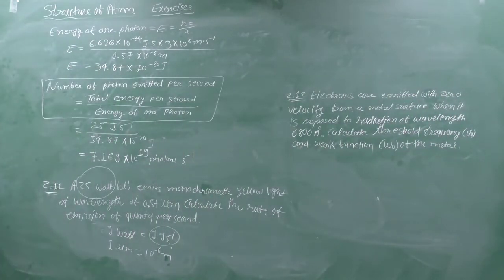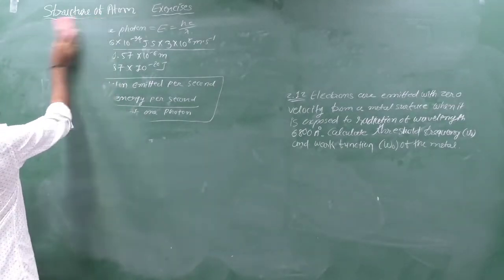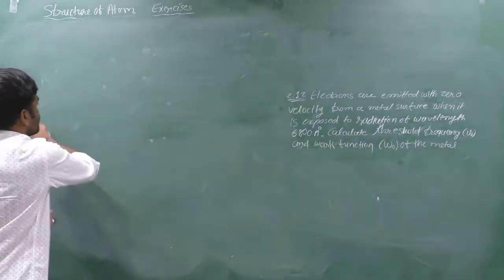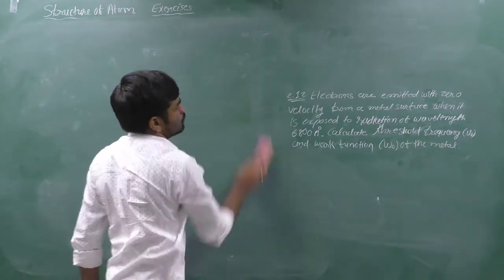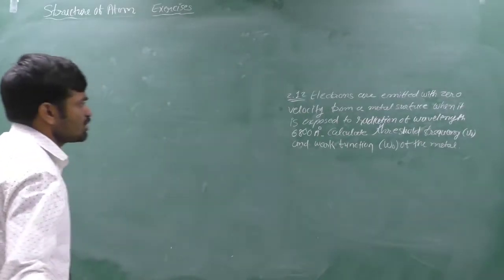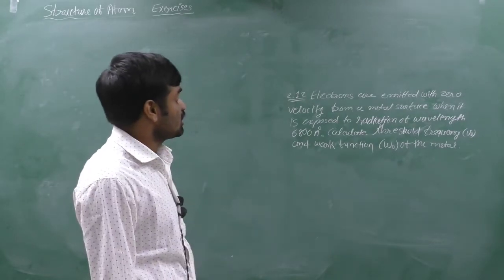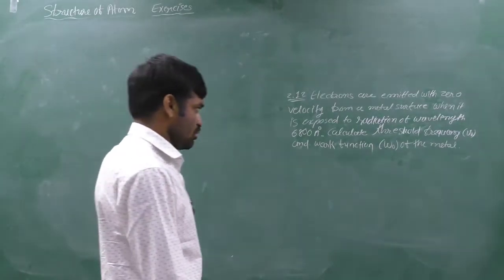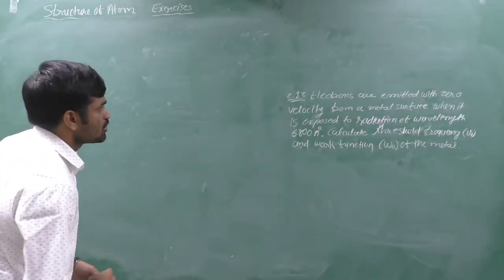The next question is question number 12. Electrons are emitted with zero velocity from a metal surface when it is exposed to radiation of wavelength 6800 angstrom. Calculate the threshold frequency and work function of the metal.